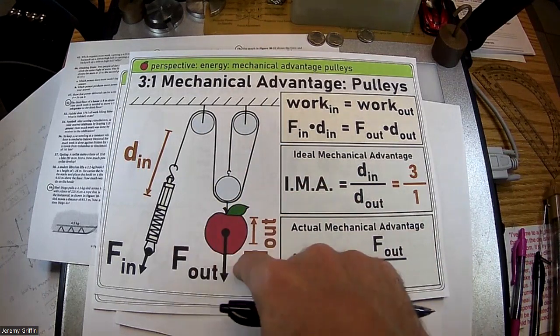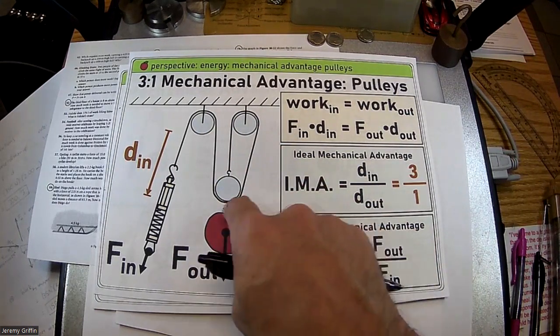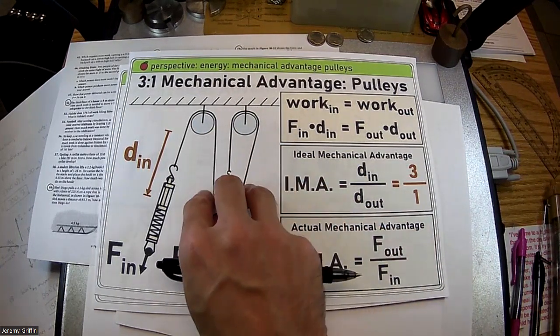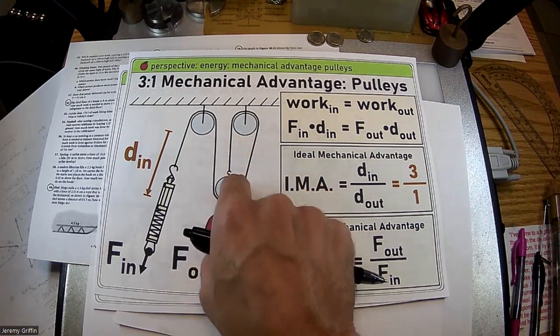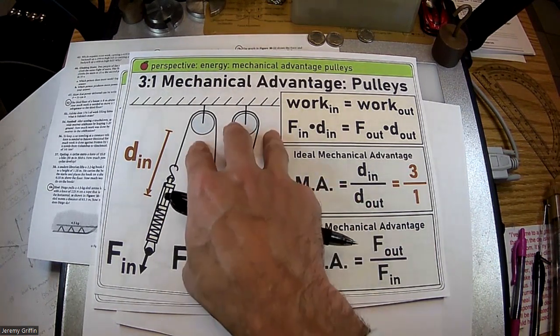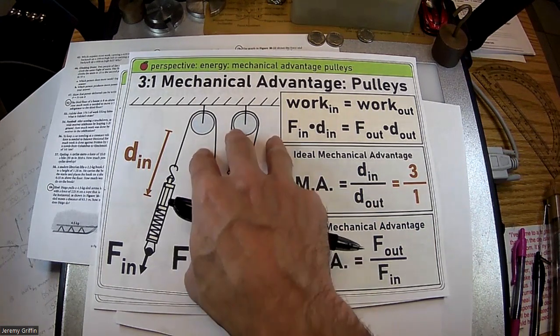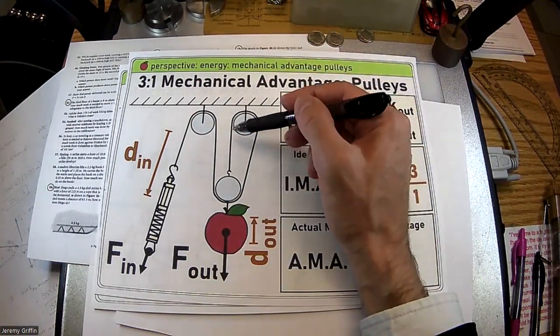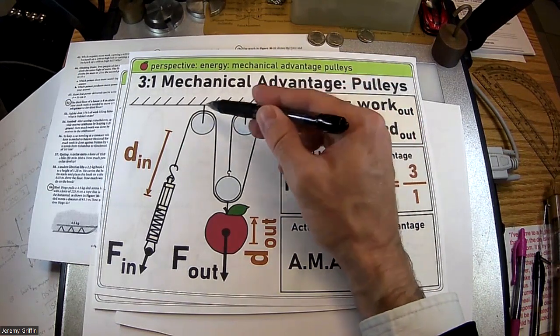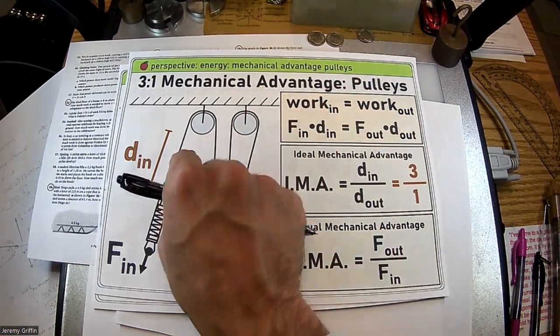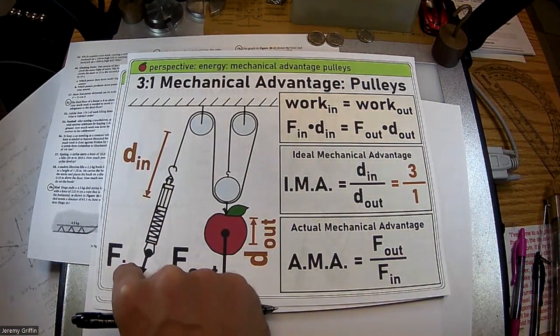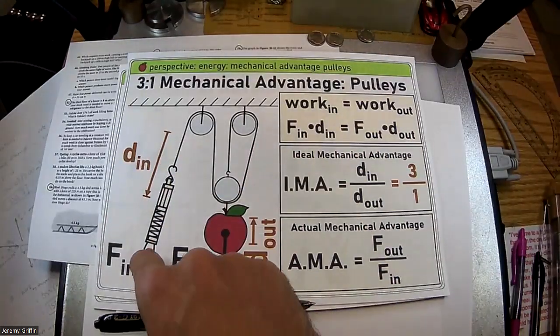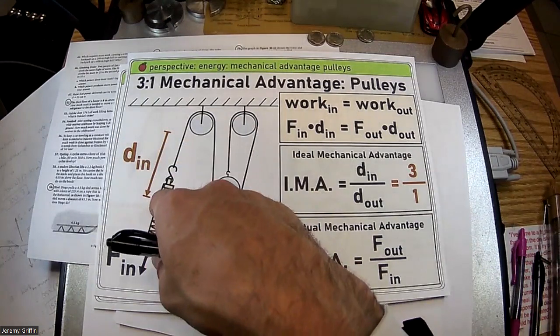Suppose this object weighs, I'll make up a number, 300 newtons. What is the tension in each one of these strings? What's 300 divided by 3? It's only 100 newtons. So 100 newtons, 100 newtons, 100 newtons. By the time you get to the spring scale, I only have to pull with 100 newtons. So I feel like 3 times as strong. The catch is you have to pull 3 times the length of the rope.